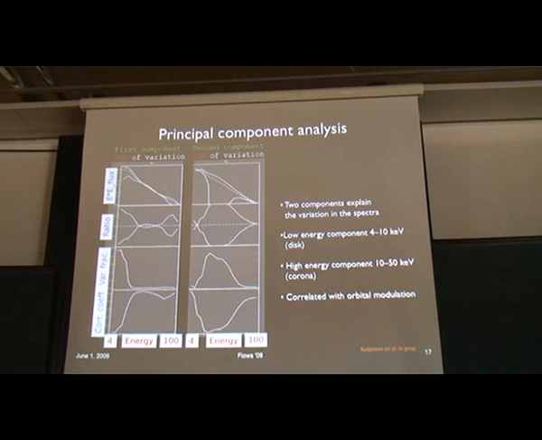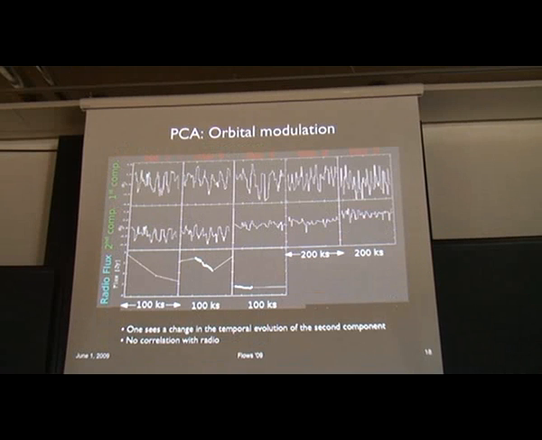And we did a quick study using principal component analysis, which is basically finding the fewest components that are sufficient to explain the data. And we noticed that 86% of the variation is due to a low energy component, which we could attribute to the disk, and 12% of the variation is attributable to the high energy component, which is probably like a corona. And this is in fact correlating to the orbital modulation.